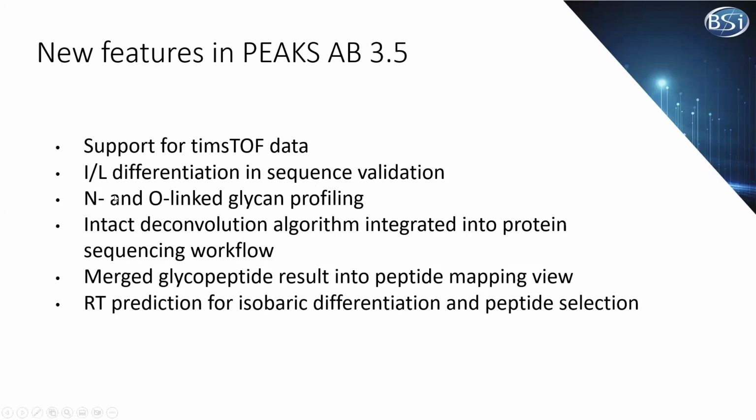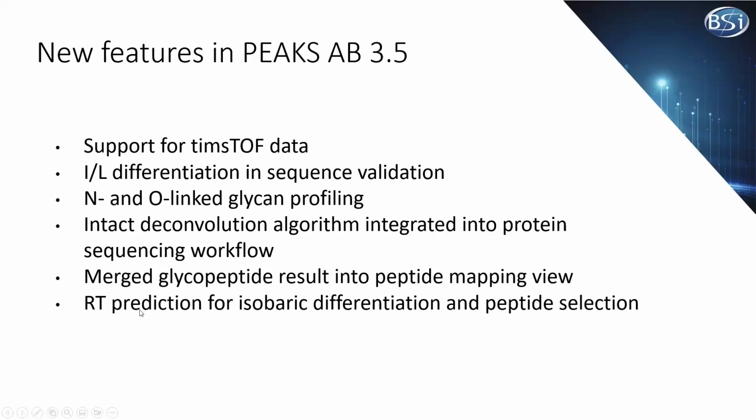In previous versions, we introduced N-link glycan profiling. We've added to this by now having the ability to do O-link glycan profiling. Our intact mass tool is now integrated with our protein sequencing workflow. So if you have intact data, you can load that in addition to the bottom-up data, and PeaksAB will assemble that sequence and attempt to match it to the intact masses that were deconvoluted. We've now merged our glycopeptide results into the peptide mapping view, and I'll go into that in a couple slides.